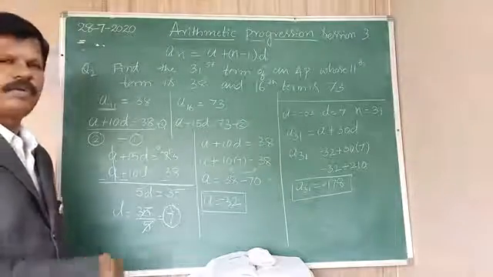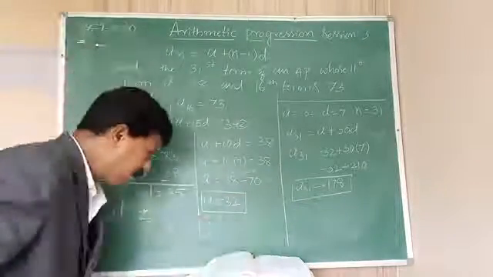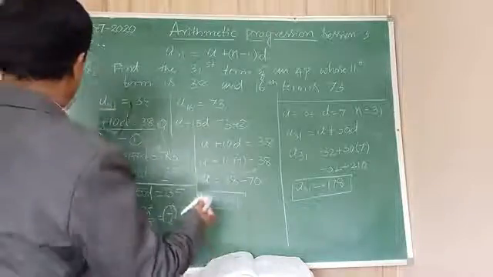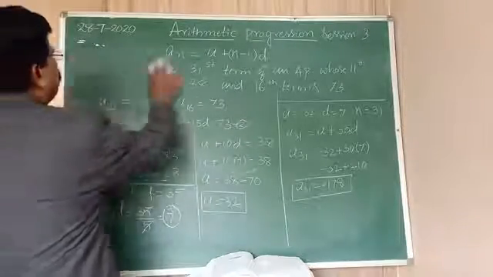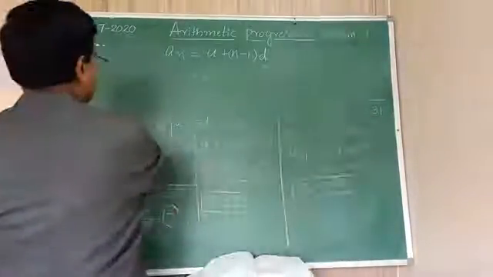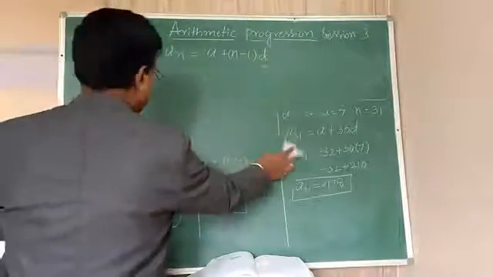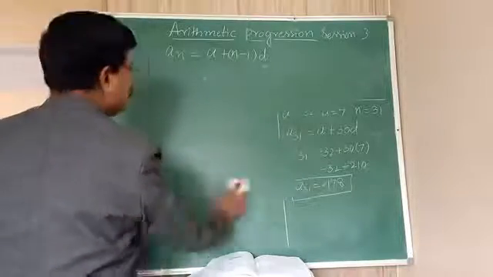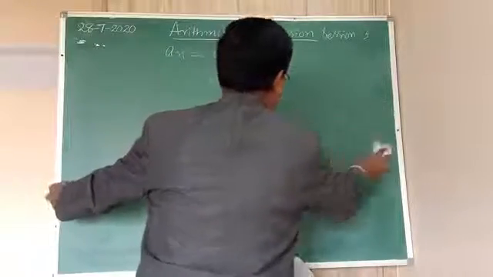A31 is equal to 178. Clear this? Now I am writing this. Next question. See, I am doing all these things based on the nth term of an AP formula.